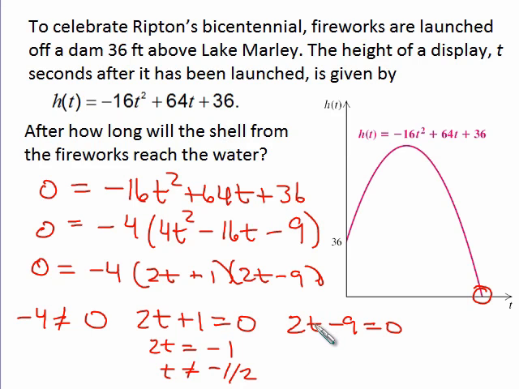So let's look at the third factor. Adding 9 to both sides gives me 2t = 9, and then dividing both sides by 2 gives me 9/2, which is a positive number. So it takes 9/2, or I can write this as a mixed number, 4.5 seconds for the shell to hit the water.